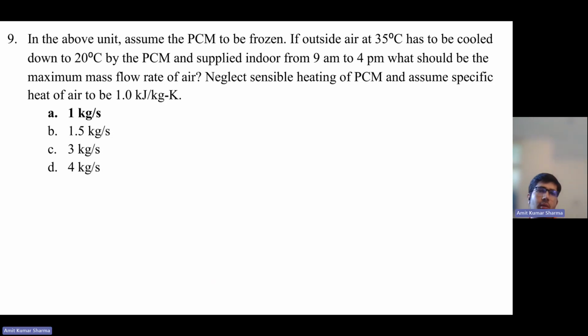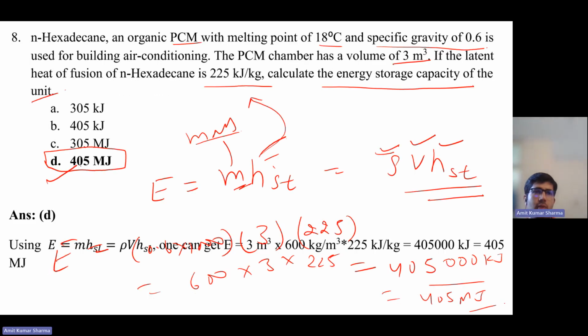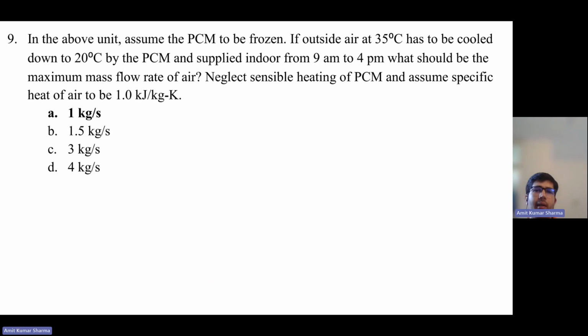So in the previous question, you can use the PCM to be frozen, like in this question. If outside air at 35 degrees centigrade is to be cooled down to 20 degrees centigrade by the phase change material and supplied indoor from 9 a.m. to 4 p.m., what should be the maximum mass flow rate of air? Neglect sensible heating of PCM and assume specific heat of air to be 1.0 kilojoule per kg Kelvin.